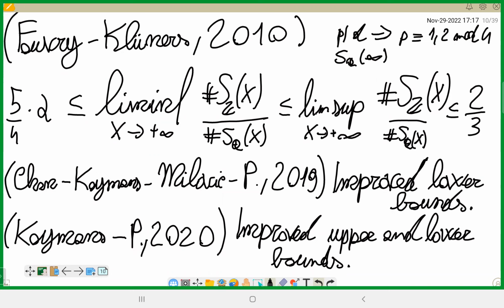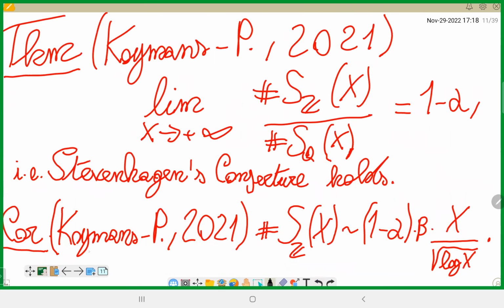And the situation remained like this until 2019, when Stephanie Chan, Peter Koymans, Giorgio Milovic, and myself improved the lower bounds. And in 2020, with Koymans, we managed to improve also the upper bounds, upper and lower bounds. And so this was then still the situation for a little while more. And then in 2021, it was uploaded 1 year later, with Peter, we actually proved Stevenhagen's conjecture.